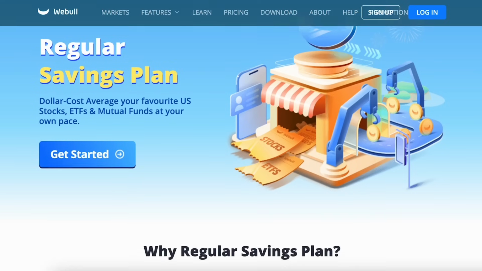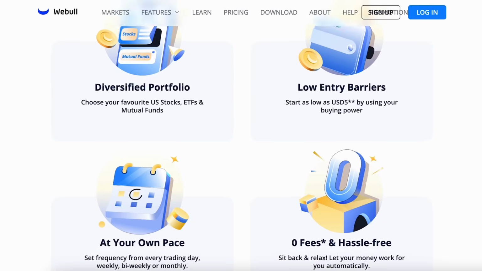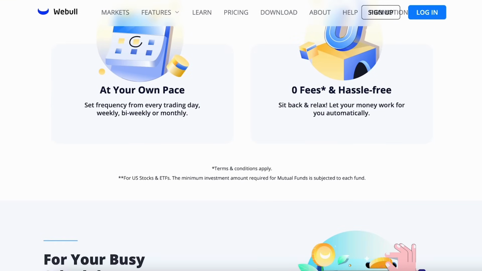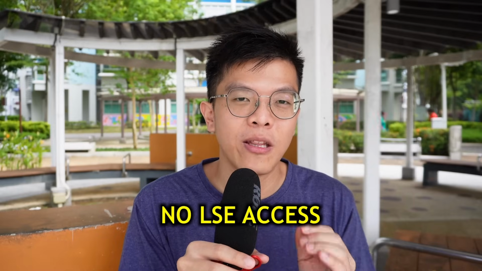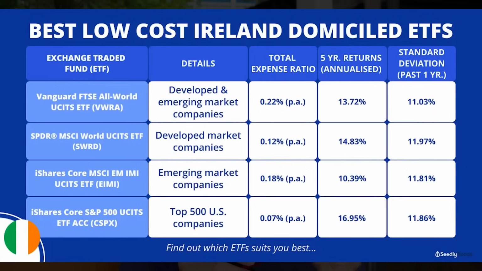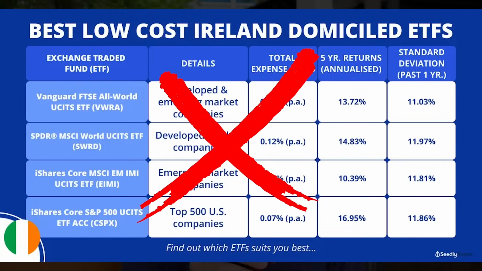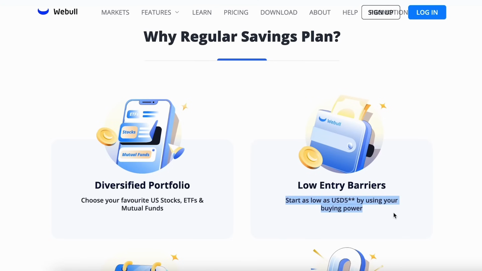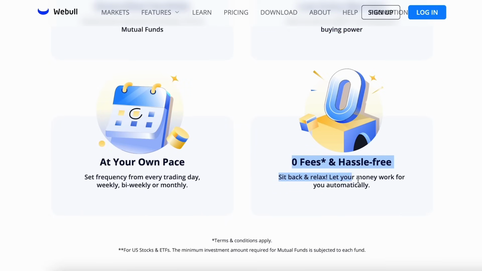Let's start off with the regular savings plan or RSP by Webull. RSP is a relatively new feature on Webull that allows you to invest in fractional shares as a recurring investment. Now you can invest in fractional shares of US stocks or ETFs, but the bad thing is that you cannot invest in London Stock Exchange, which means those Ireland domiciled funds or ETFs, you cannot use Webull to invest. And Webull says that you can start from as low as $5 and at 0 commission. And you know, all these things may be marketing gimmicks, so I shall test it out myself.